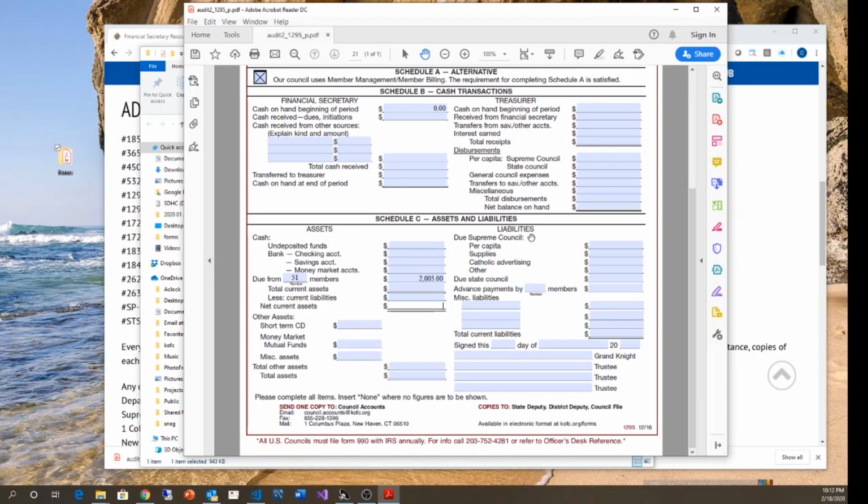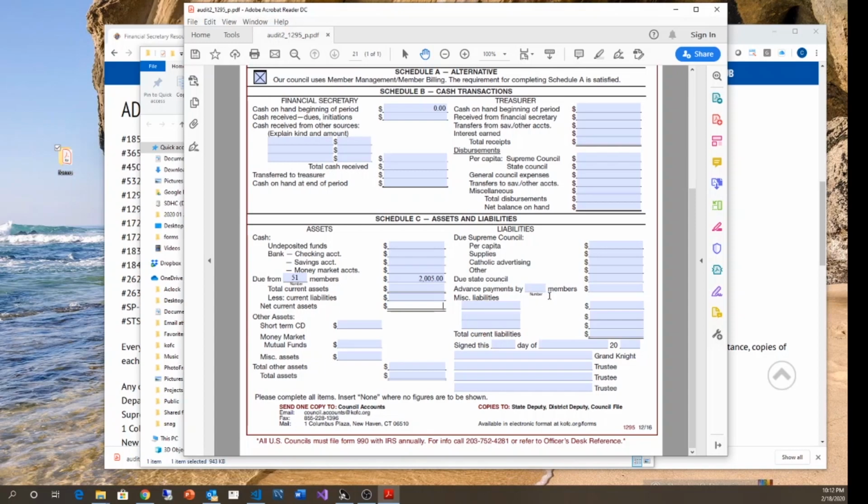On this side, liabilities: if you haven't paid your per capita, if you had any outstanding balance for supplies, Catholic advertising, or other, that would be like an invoice that we received in January for Supreme that was actually due in December.